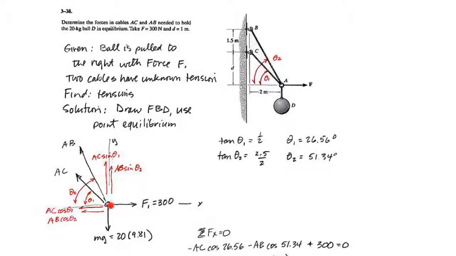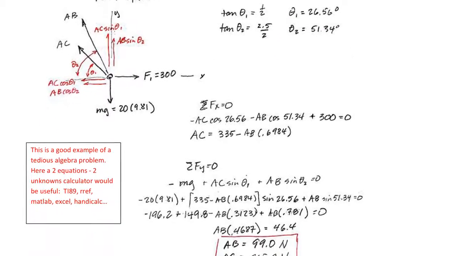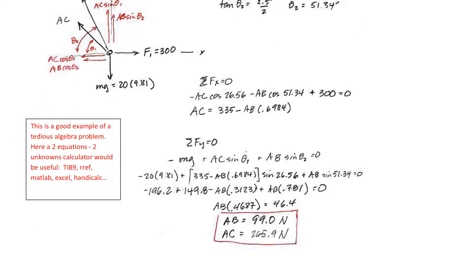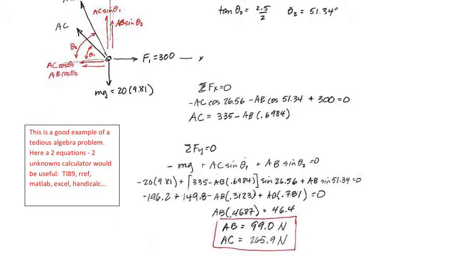Draw the free body diagram. I've got a free 300, got an mg, got some sines going up here, cosines going that way. By now I hope that you're able to walk through those things pretty quickly. And when you get this, you can see that the sum of the forces in the x looks like this. The sum of the forces in the y looks like this.